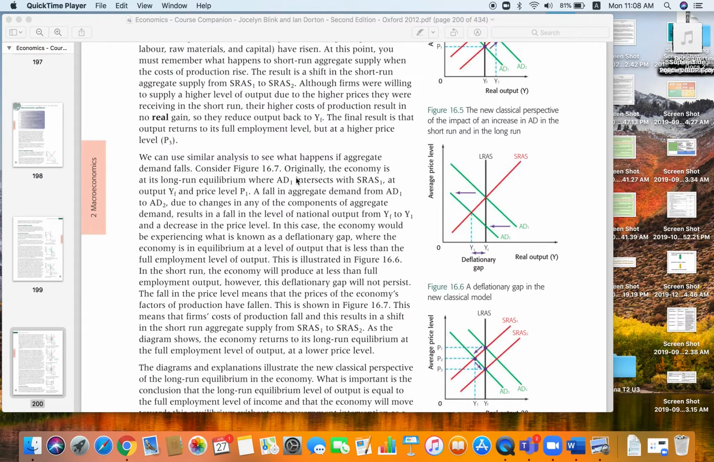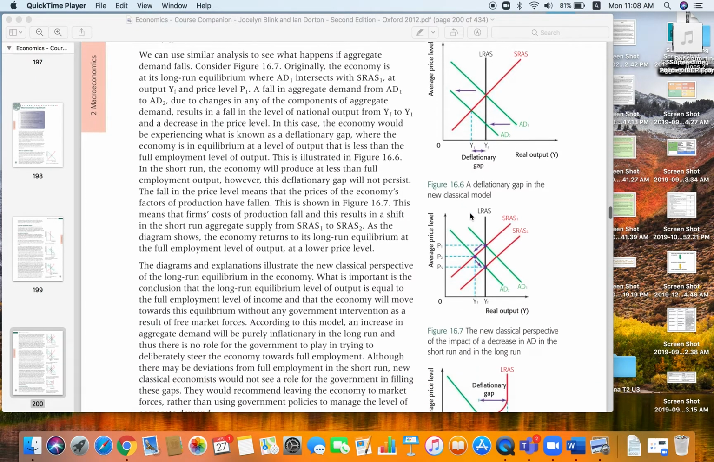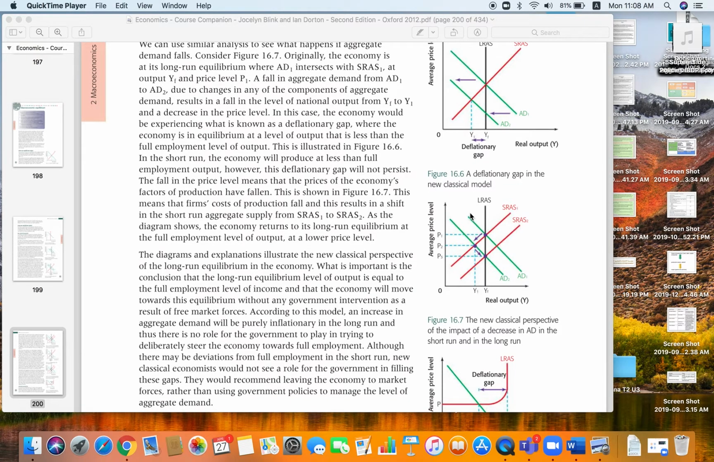So you can see a lot of similar analysis happens if aggregate demand falls. So this graph here looks at demand falling for whatever reason, and we know all the reasons that shift demand left or right. So you can see here that there's a deflationary gap that's initially created. So our real level of output goes from YF, right, which is at full employment, down to Y1. In this case, the economy will be experiencing that deflationary gap where the economy isn't working at the equilibrium level of output. It's less than the full employment.